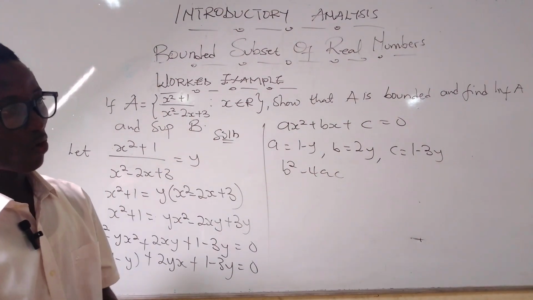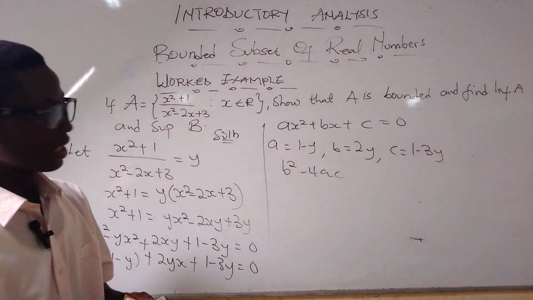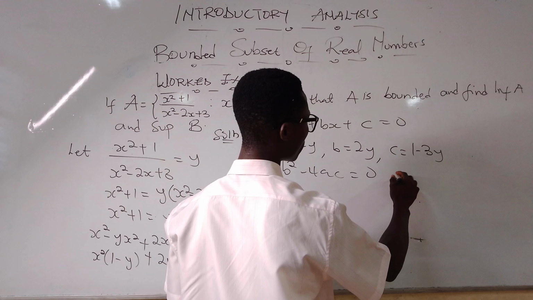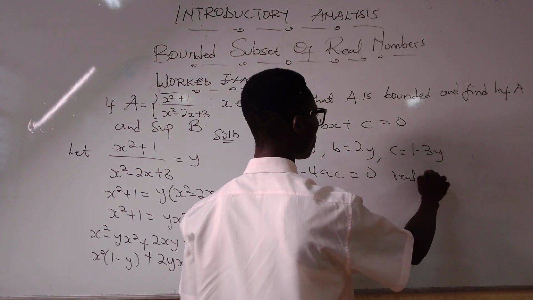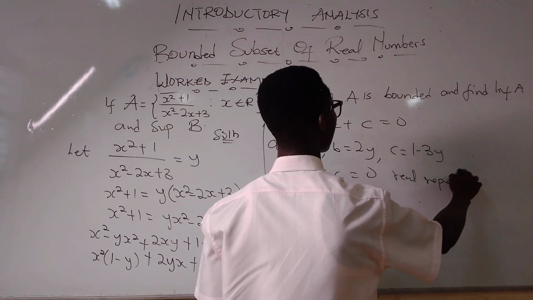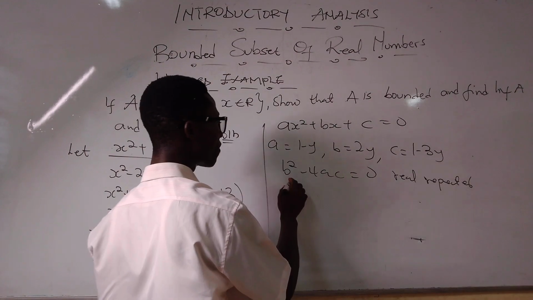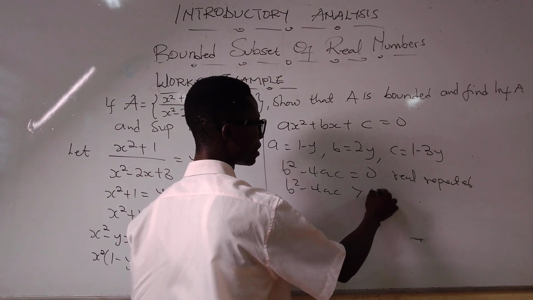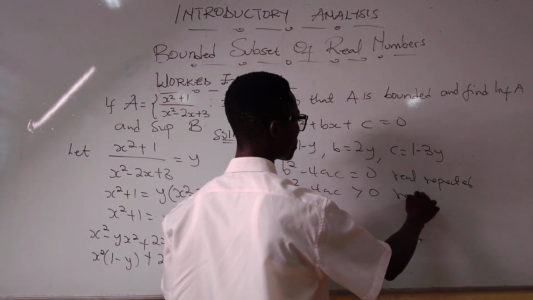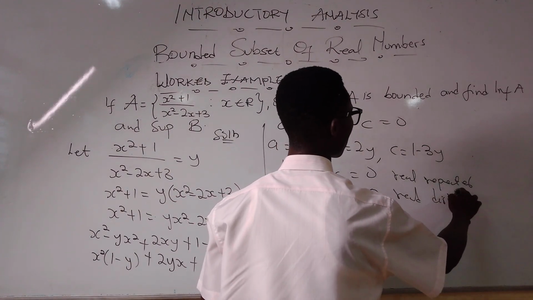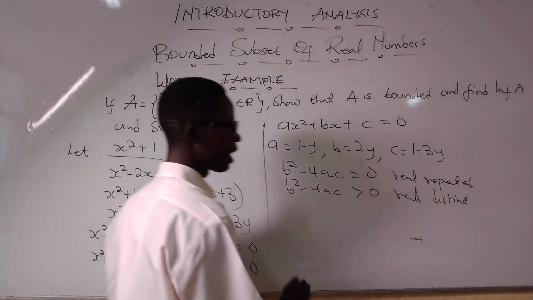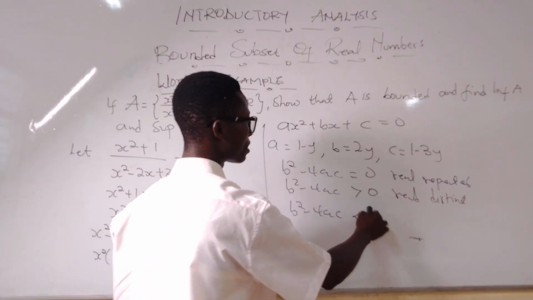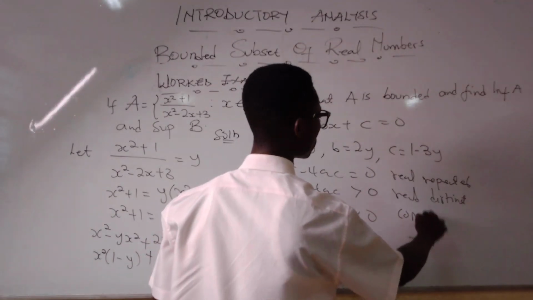And we have three cases when we are using the discriminant. It's either equal to 0, which means the roots are real and repeated. Then we have b squared minus 4ac greater than 0, which means real and distinct. And then the last one, b squared minus 4ac less than 0, when the roots are complex.